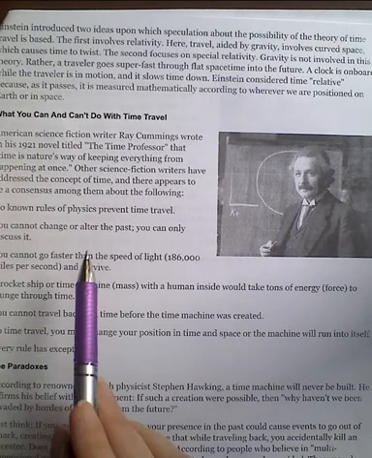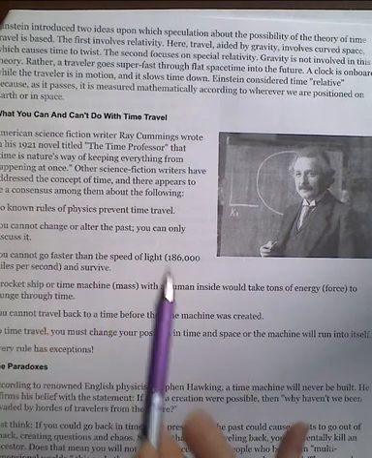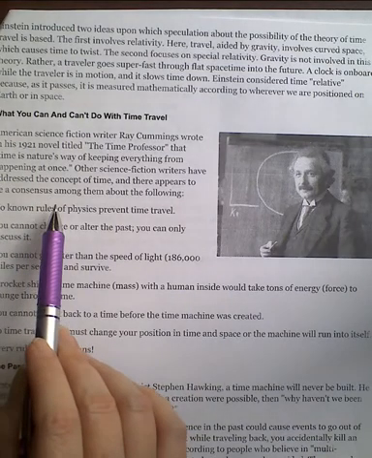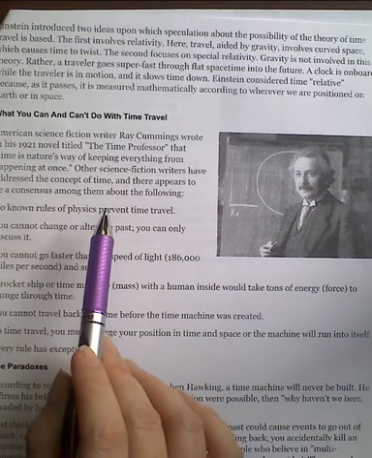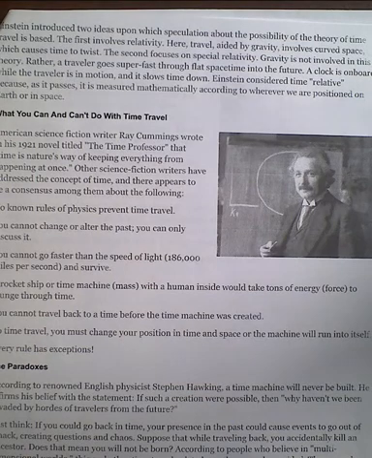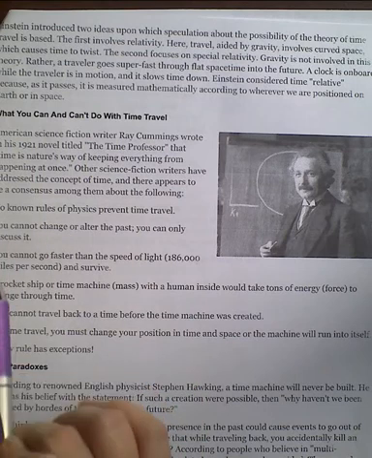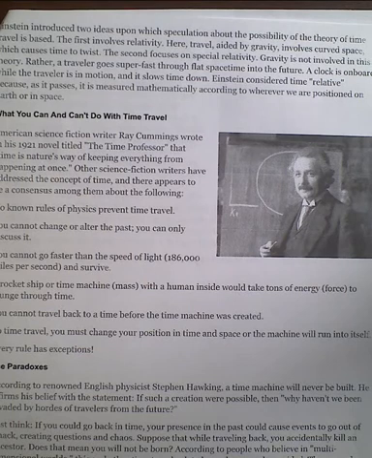Other science fiction writers have addressed the concept of time, and there appears to be a consensus among them about the following. Consensus, looking at how that's used here, that might mean a consensus like they're all in agreement. Not a lot of debate on that. So time travel is a contradictory or a controversial topic, but there are certain things that people agree upon, like these things here. No known rules of physics prevent time travel.